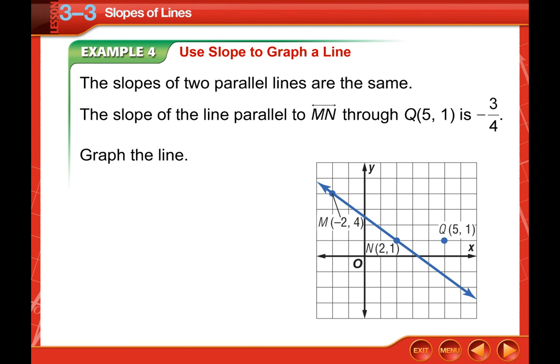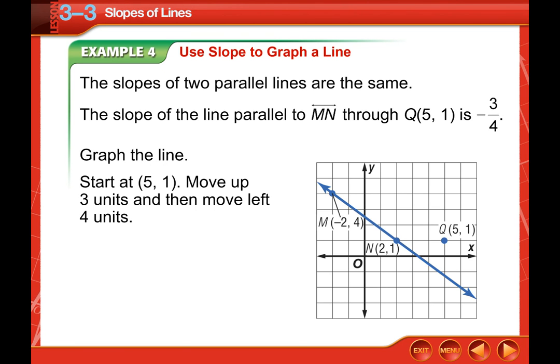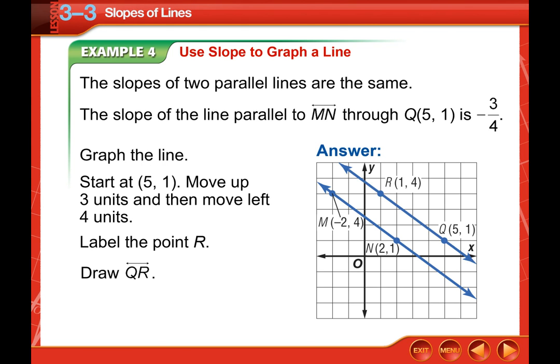To have something parallel is going to be an equal distance from MN. So I can start at (5, 1) and move up 3 units and then move to the left, the negative x direction, by 4. And we label that as another point in the line. We could call that point R and draw our line through there. So QR is a new line that is parallel to MN through the point Q at (5, 1).